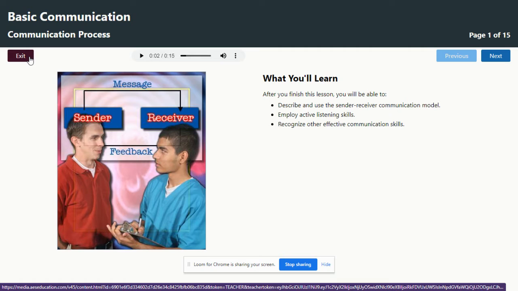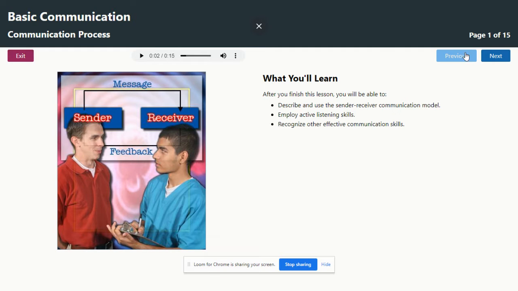You should be able to log in. You can go through the slides and get the notes yourself. If you want to go ahead and fill out the study guide, I have no problem with that. All right, so our objectives for this part is to describe and use the sender-receiver communication model, employ active listening skills, and recognize other effective communication skills.